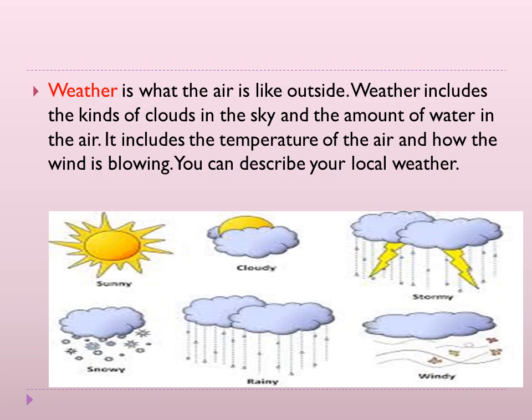and the amount of water in the air. It includes the temperature of the air and how the wind is blowing. You can describe your local weather. Weather is the condition of the air at a particular moment. So weather is made up of all the conditions in one place at a single moment. Maybe morning has one weather and afternoon another: cloudy, sunny, stormy, snowy, rainy or windy, like that.